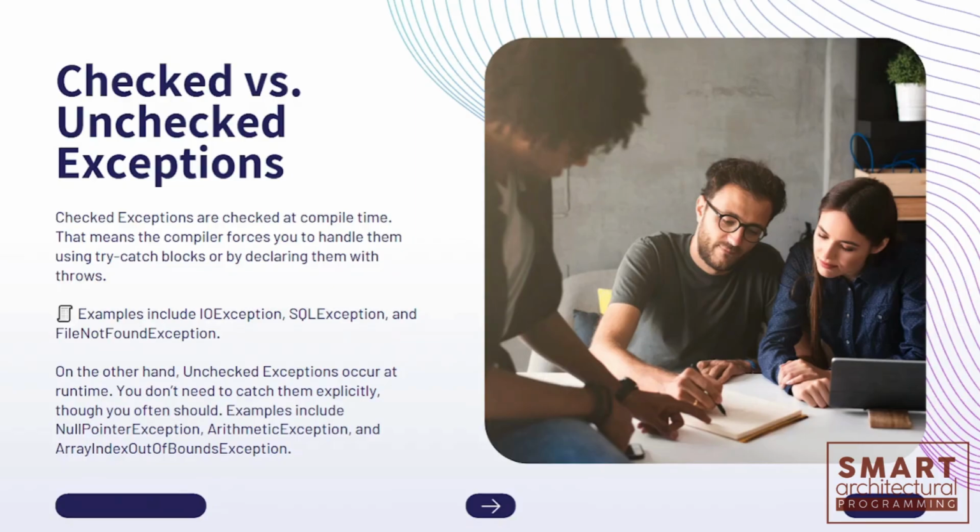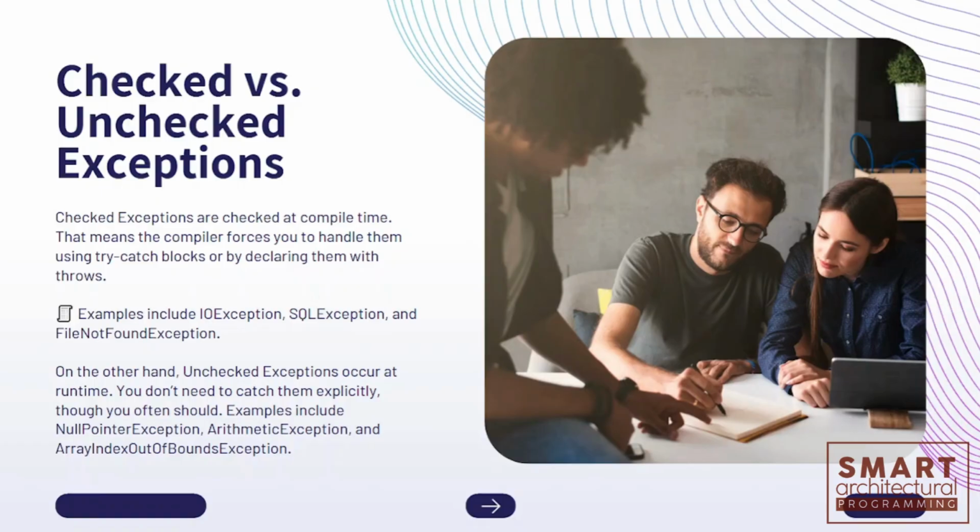Checked exceptions are checked at compile time. That means that the compiler forces you to handle them using try-catch blocks or by declaring them with throws. Examples include IOException, SQLException, and FileNotFoundException. On the other hand, unchecked exceptions occur at runtime. You don't need to catch them explicitly, though you often should. Examples include NullPointerException, ArithmeticException, and ArrayIndexOutOfBoundsException.